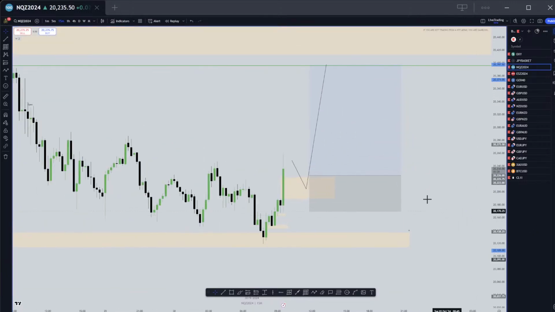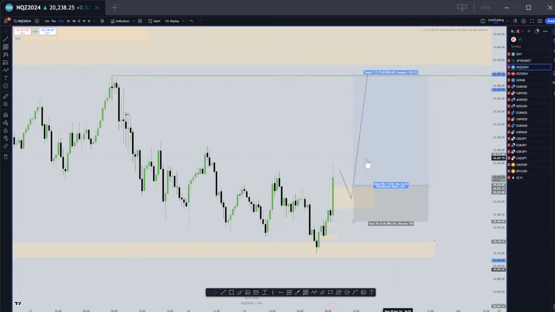And if you take this 10 AM game and you get a nice TP, make sure you share it in the group as well.